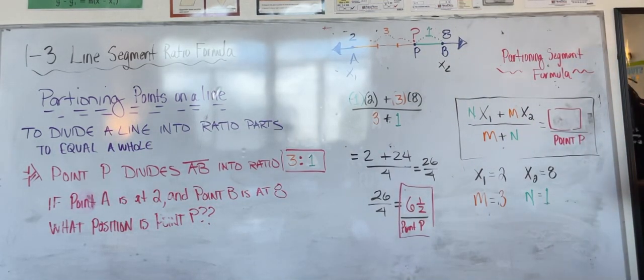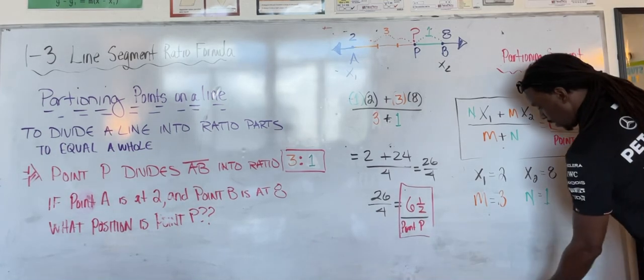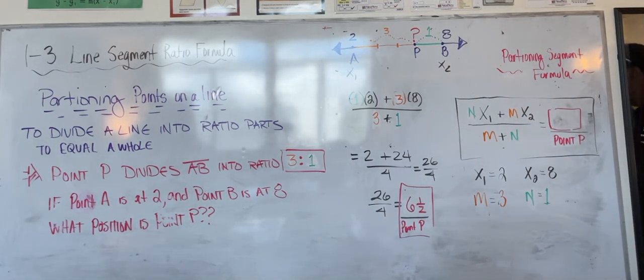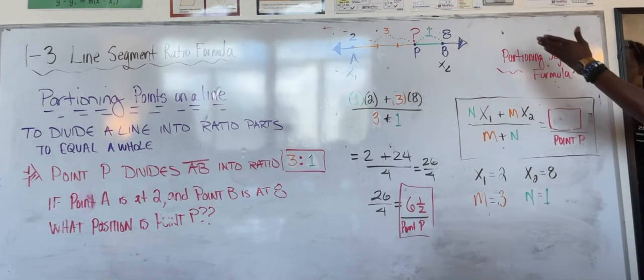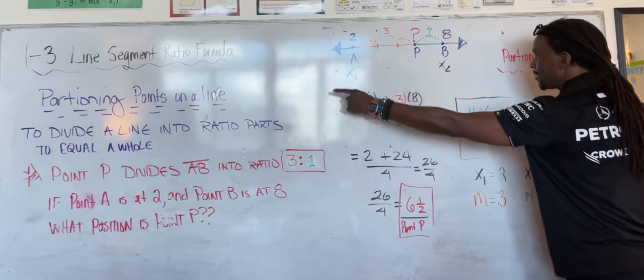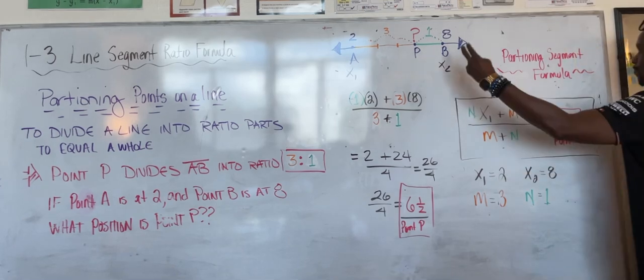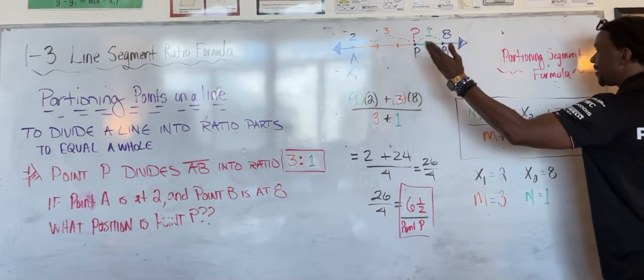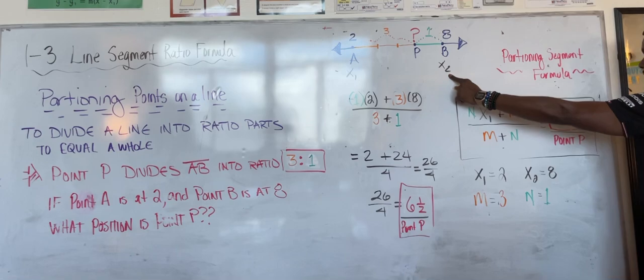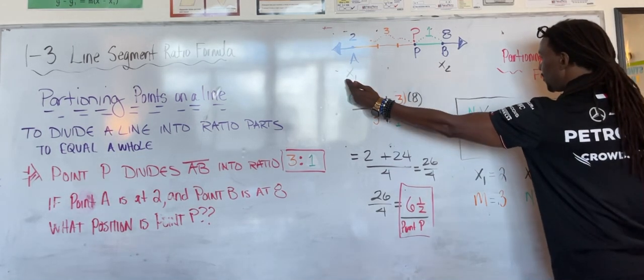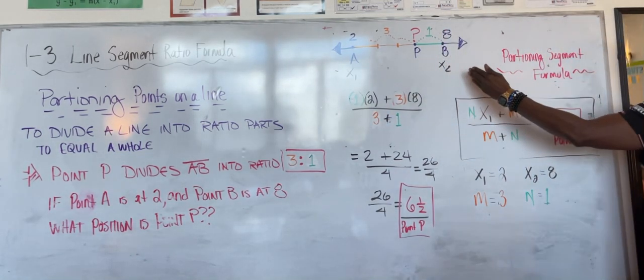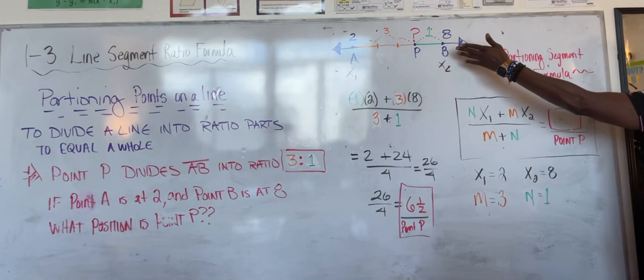We already said from the directions, x1 was what? From the directions, x1 is what? I'm trying to see if y'all are paying attention. 2. Yeah, x1 is 2. They gave you that in the directions. Point A is at 2, so 2 would be your x1. My x2 would clearly be 8, because that's B. I even put it up here on the number line for you. So your x1 is A, which is 2, and your x2 is B, which is 8.